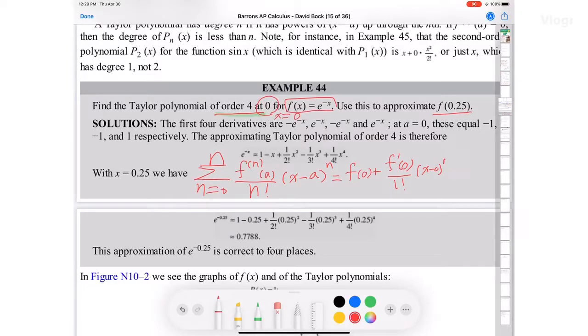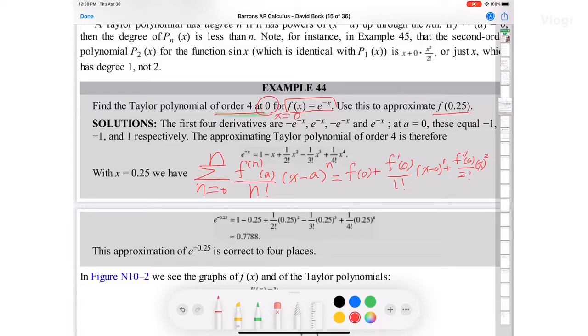All right? So one more, because it is order 4, that means 3 more. And then plus the next one, f second derivative of 0 over 2 factorial, and then x minus 0 to the second power. Okay, keep going, 2 more. It's order 4. I found 1 to 3 terms.